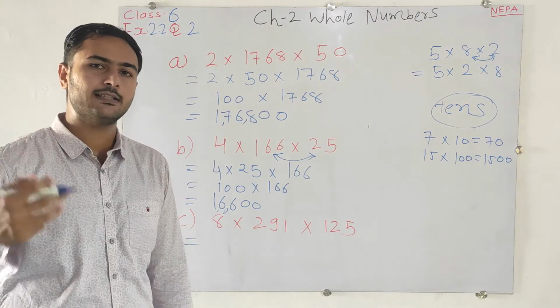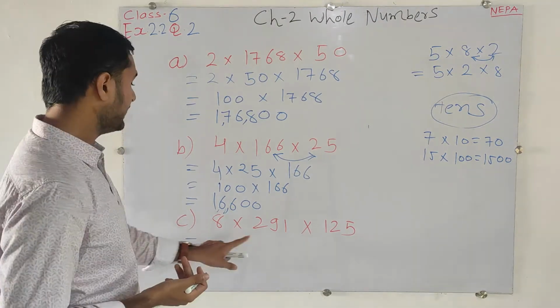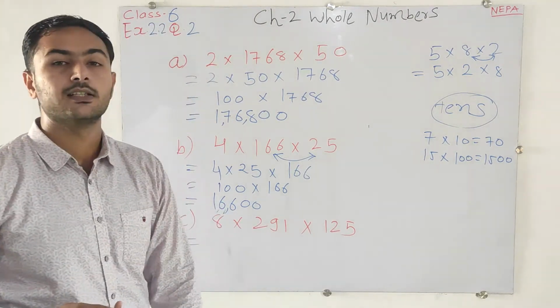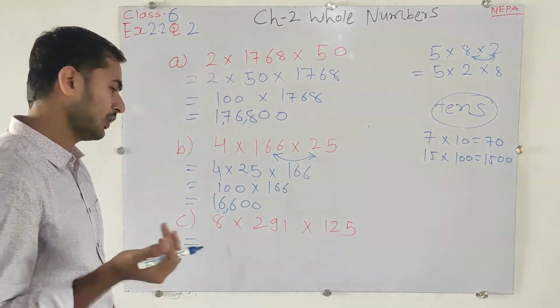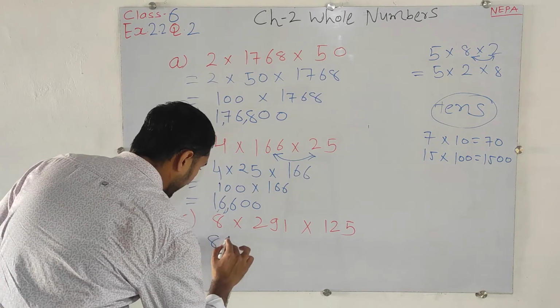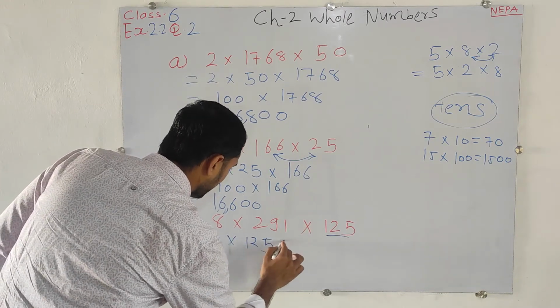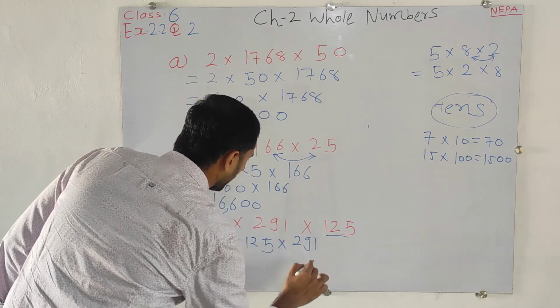Next one, that is 8 multiplied by 291 multiplied by 125. Again, just find the zeros in the answer. 8 ones are 8, no, there is no 0. Now 8 fives are 40. Yes, 0 is there in the unit place. So let's shuffle the numbers. 8 multiplied by, first of all we will write this number, so 125 multiplied by 291.